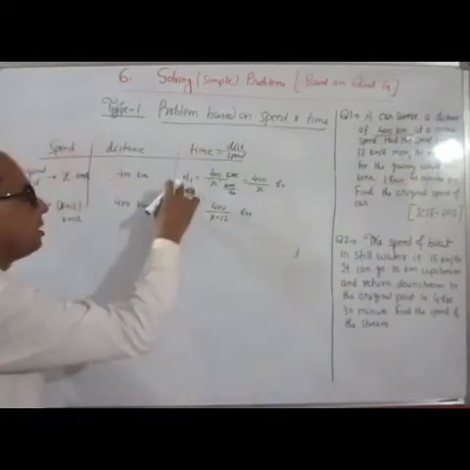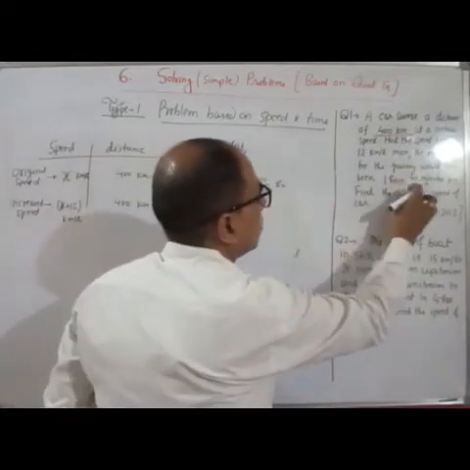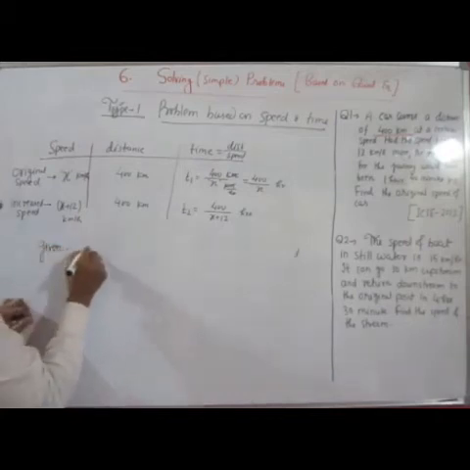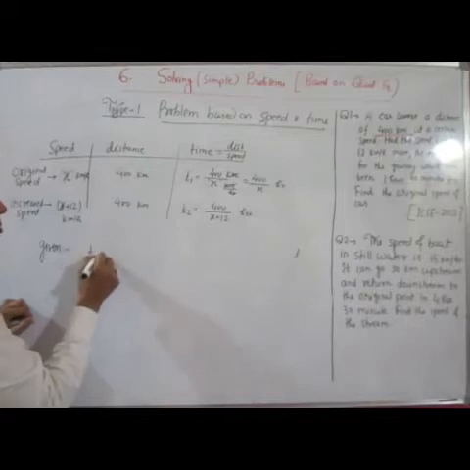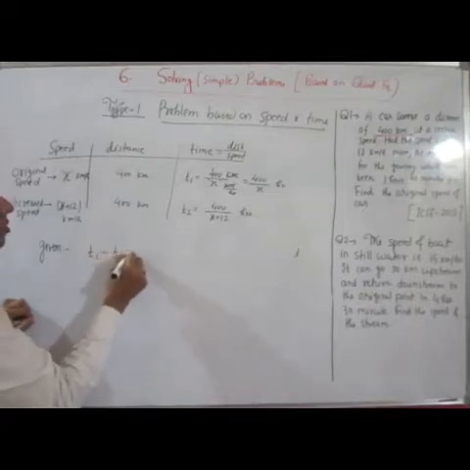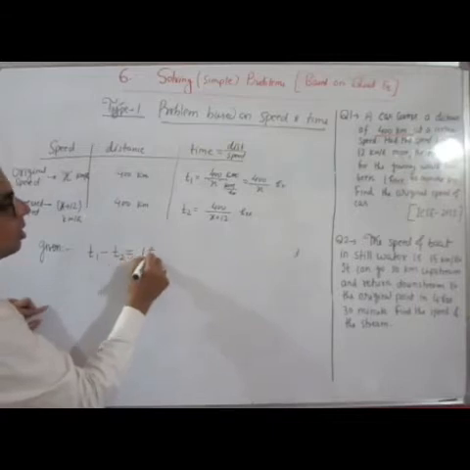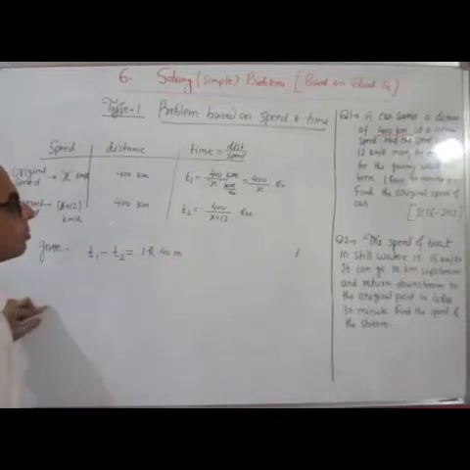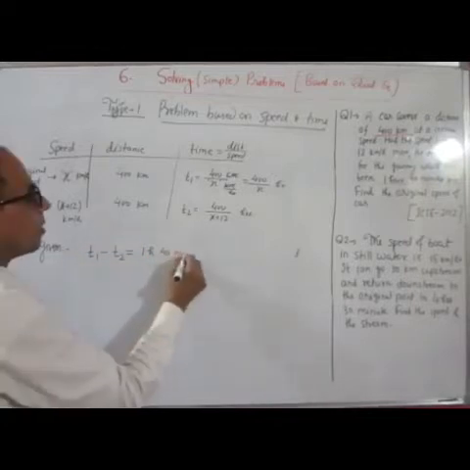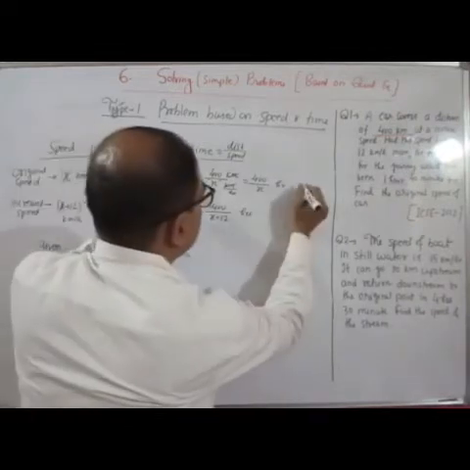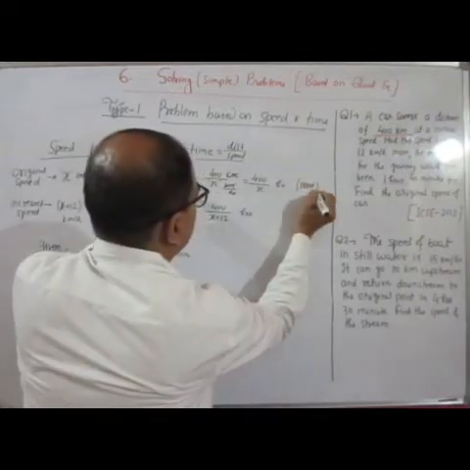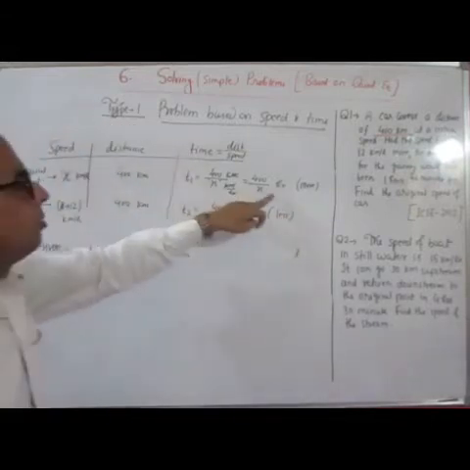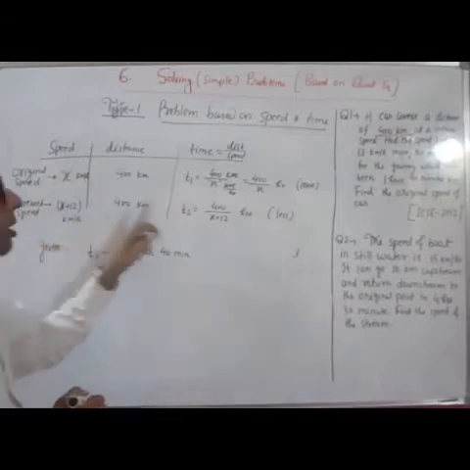It means the difference between these two times must be equal to what? 1 hour 40 minutes. So in the question given, T1 minus T2 is equal to 1 hour 40 minutes. Now of course this time will be more and this time will be less. Why? Because if speed is less, then time will be more. If speed is more, then time will be less.